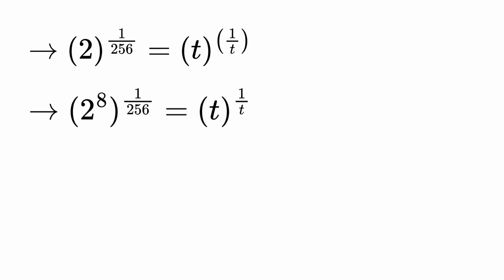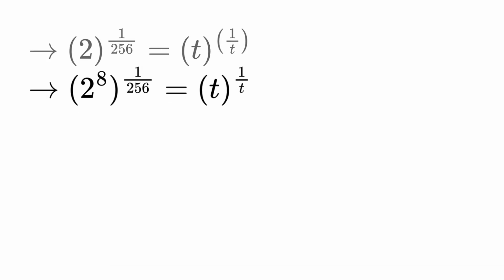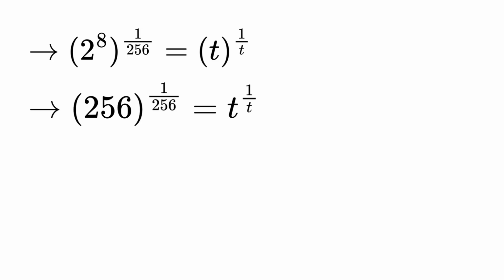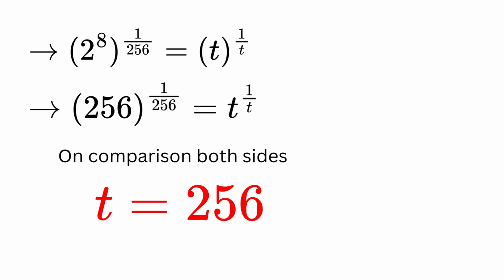Now we rewrite this as 2 raised to the power 8, raised to the power 1 over 256. And that simplifies to 256 raised to the power 1 over 256. So the left-hand side becomes 256 raised to the power 1 over 256, and the right-hand side is t raised to the power 1 over t. Now both sides are in the exact same format. So by comparing them directly, t must be equal to 256.